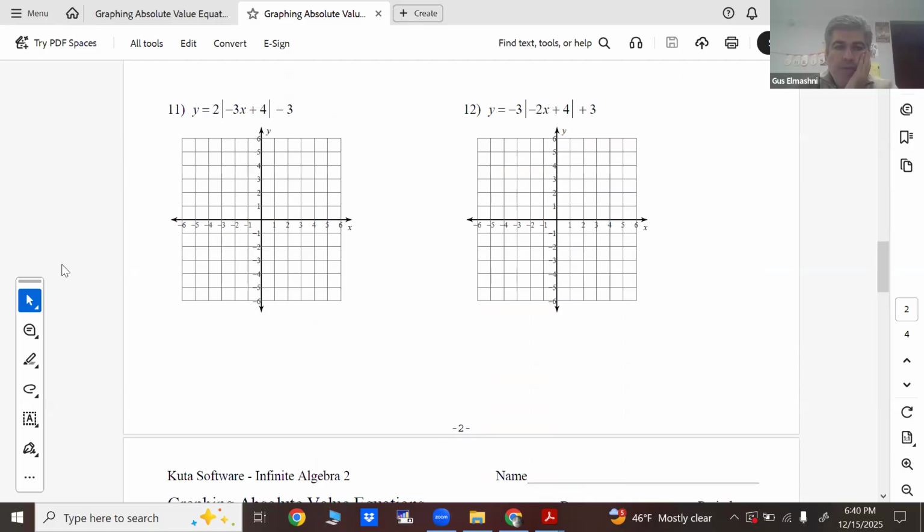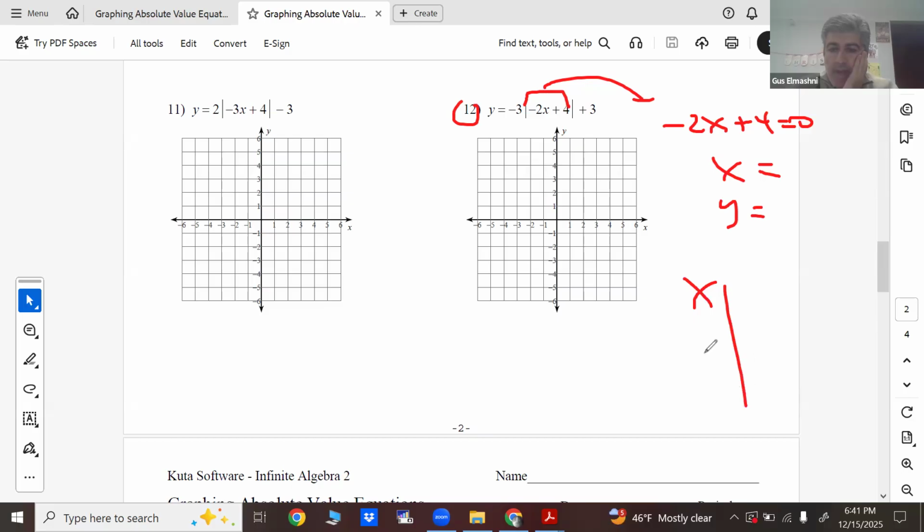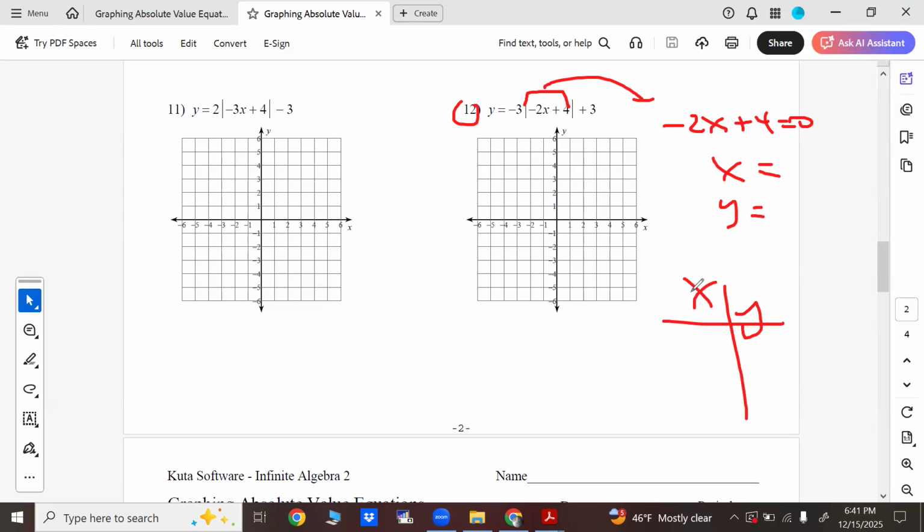We'll do number 12 as our last one. So I want you to set this equal to 0, figure out what x equals, then figure out what y equals, then make a table of values close by, and I want you to graph it on the screen. I'll graph it.